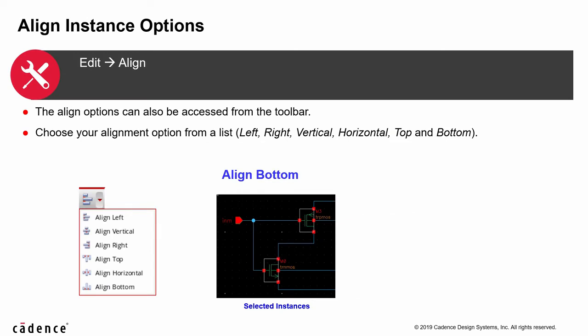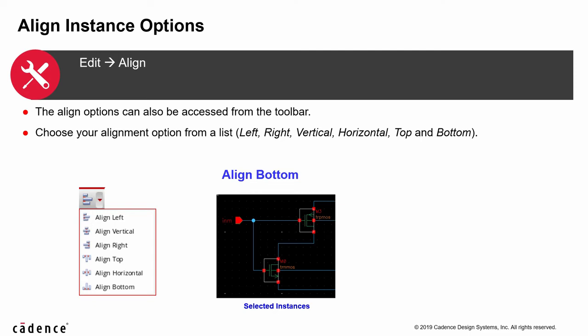The Align option is especially useful when you have a lot of instances and you need to connect them. Sometimes you may not be able to place them the way you like to make the schematic look neat and compact. You can use the Align command in this scenario. Similar to the Distribute command, the Align command can be accessed from the Edit menu or from the toolbar. You can see the toolbar options over here. Then you can select the instances you want to align.